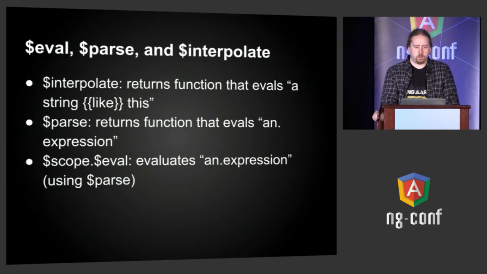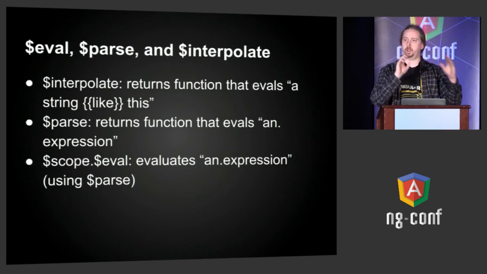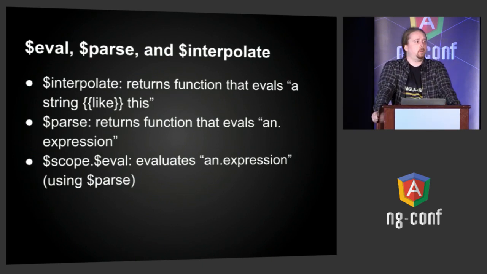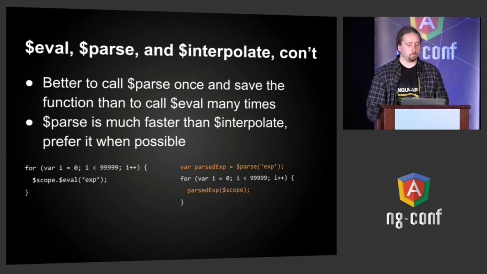All right. So this is a little more esoteric, but you've probably seen scope.eval. It just evaluates an Angular expression against the scope. Under the hood, it uses a service called parse. Parse does the part of reading the string, tokenizing it, figuring out what it is. So if you call eval all the time, you're redoing that tokenization over and over again. So it's better, if possible, to call parse once, and it returns a function, and then you call that with the scope you want it to be evaluated against, and that can save you some time.